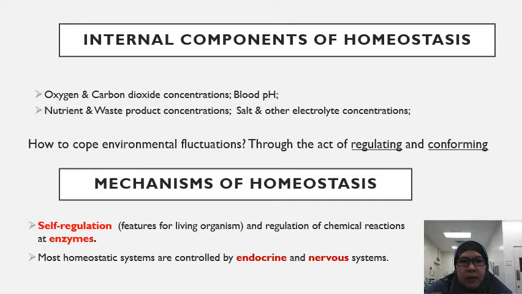Okay. So what are the internal components of homeostasis? Basically, these are the important variables that we need to look at in order to maintain our homeostasis, which are oxygen and carbon dioxide concentration, blood pH, nutrient and waste product concentration, salt and other electrolyte concentration, as well as volume and pressure of extracellular fluid. So how do you cope with environmental fluctuation? It is through the act of regulating and conforming, like what you have just learned about the differences between regulator and conformer.